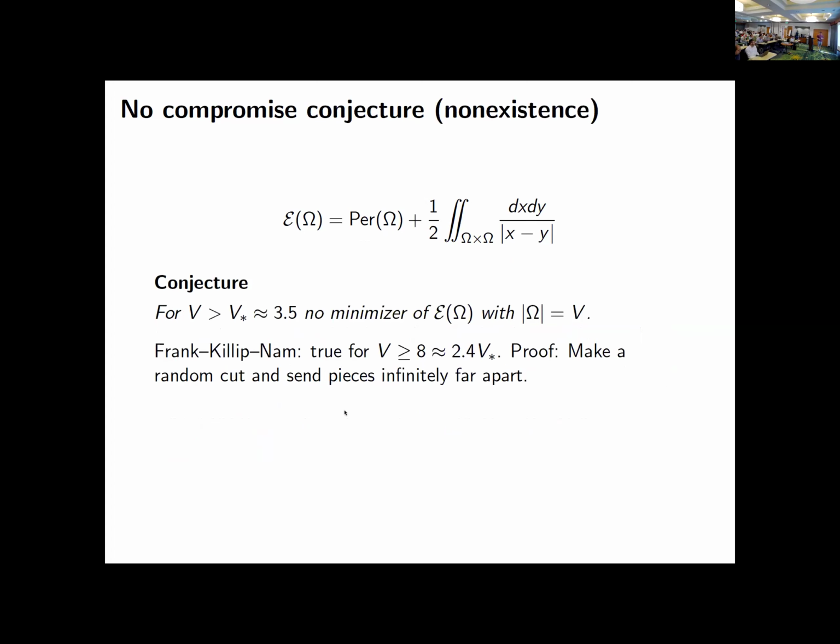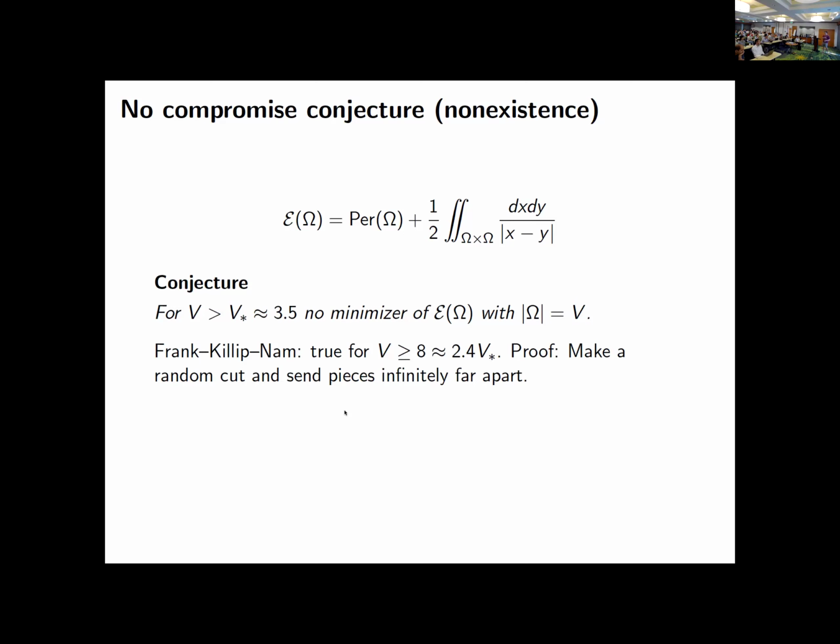On the other hand, for volumes large, there's supposed to be no minimizer. Frank, Killip, and Nam proved that for volumes, well, it's not quite the sharp number that you'd like, but it's about twice as big as you'd like: if the volume is bigger than 8, then there's no minimizer. Actually, this theorem is the theorem that got me interested in this area.